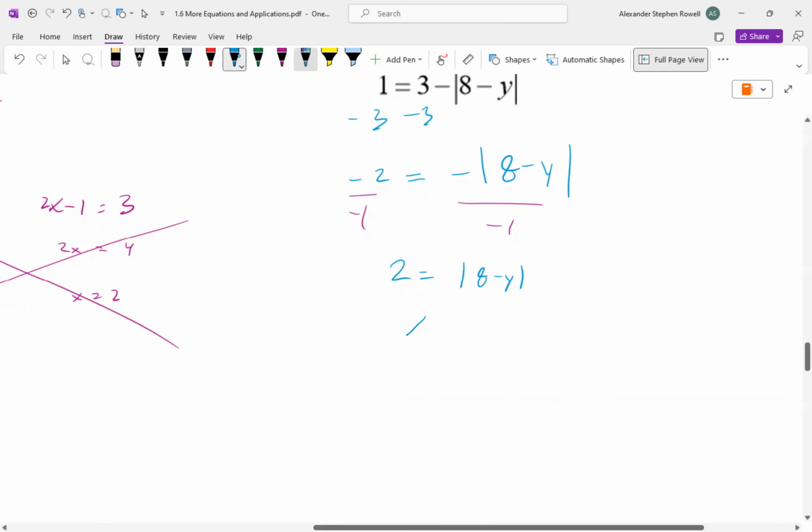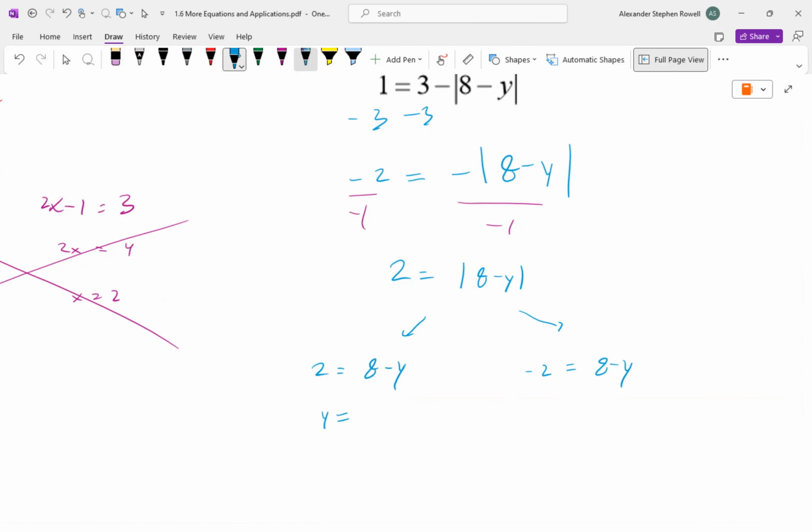So we split into two equations. 2 is equal to 8 minus y. Negative 2 is equal to 8 minus y. I'm going to add y to both sides, subtract 2. Y equals 6. I'm going to add y to both sides, add 2 to both sides. Y equals 10. Those are the two solutions.